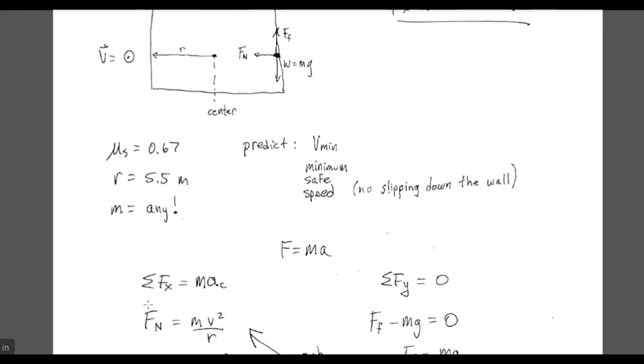So in the x direction, I have the normal force that acts as my centripetal force, which provides my centripetal acceleration. So I come up with normal force equals mv squared over r in the x direction. In the y direction, I have the frictional force upward and the weight downward, and they add to 0 because there is no acceleration in the y direction.